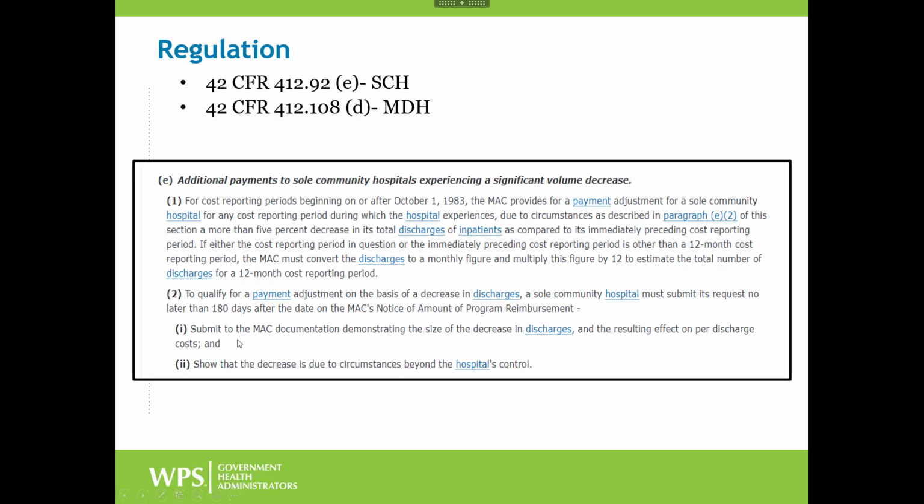So we're going to be looking for certain information based on this regulation. We need the information about the size of the decrease in discharges and the resulting effect on the per discharge cost. We'll talk about that piece. Number 2, out of the regulation, show that the decrease is due to circumstances beyond the hospital's control. We'll provide a few examples of that as well.